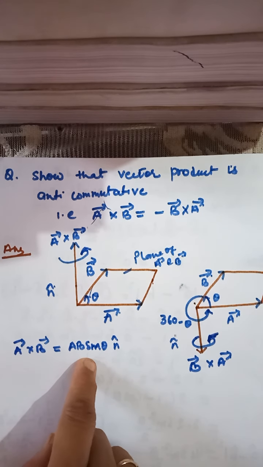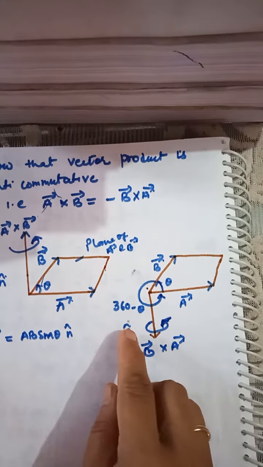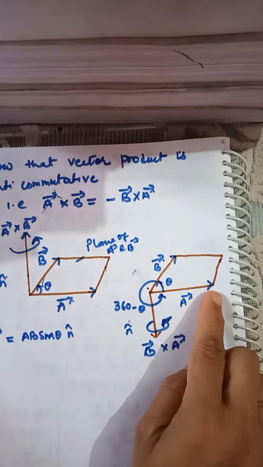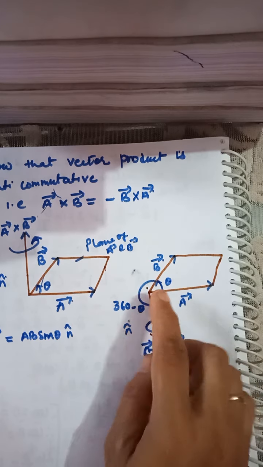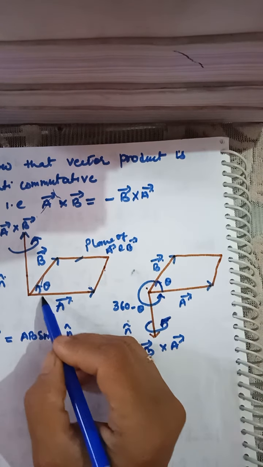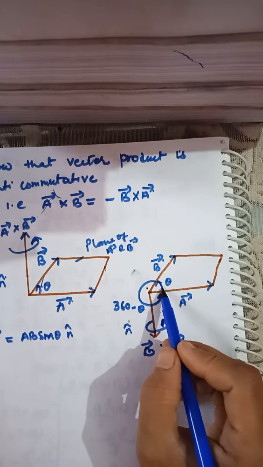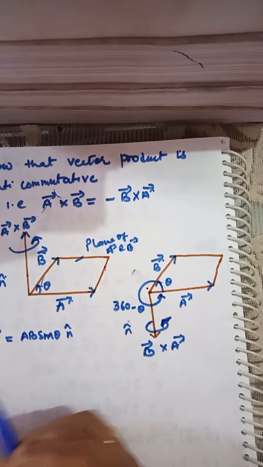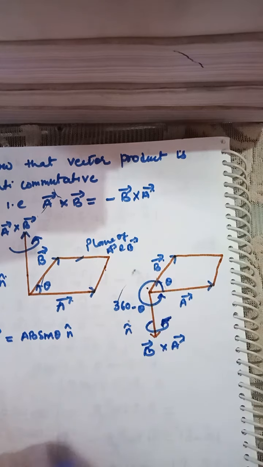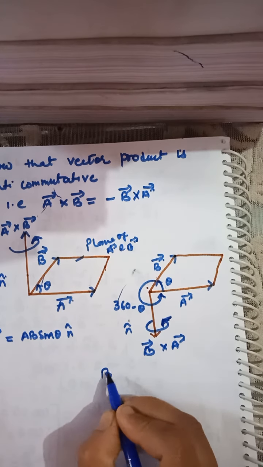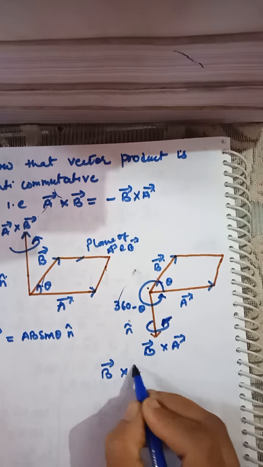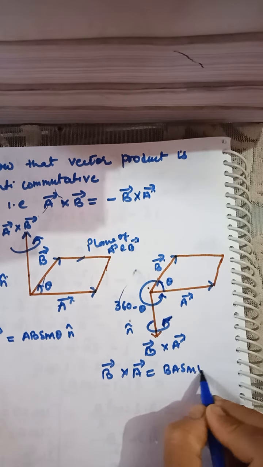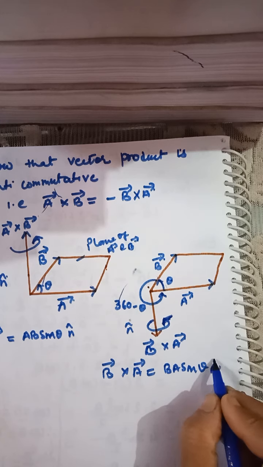I have written this. Now see, this is a diagram of B cross A. The same vectors we have taken. If I take this angle theta, here also the angle is theta. So what is the remaining angle? 360 minus theta. If you write B vector cross A vector, this should be equal to BA sine theta n cap.